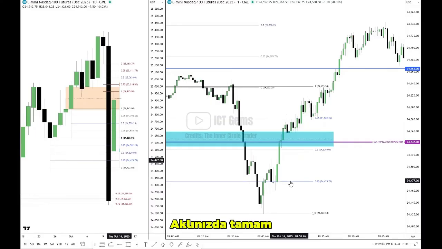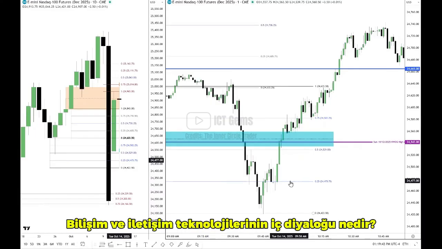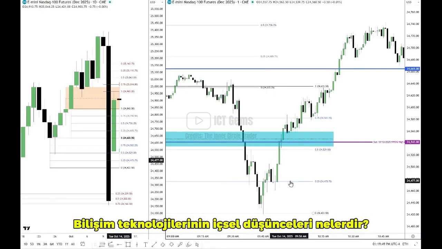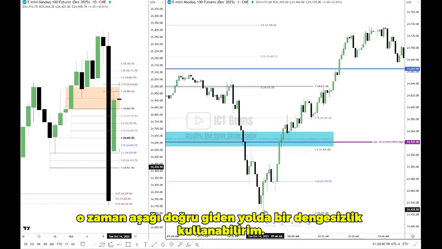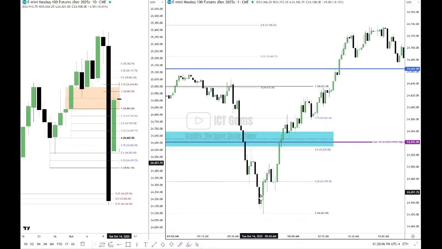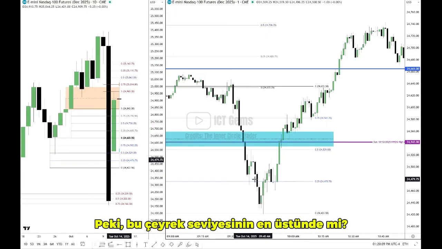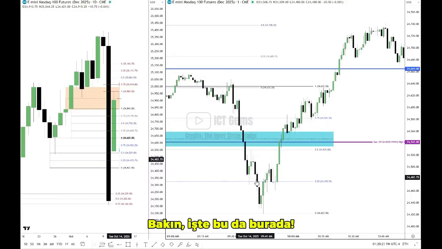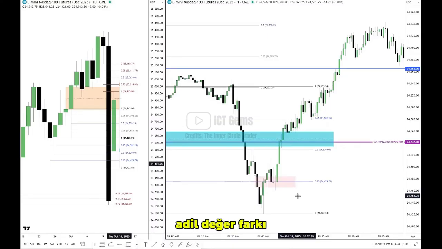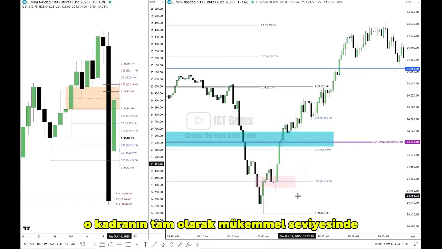In your mind, how's ICT going to think about this? What's the internal dialogue of ICT? What's the inner musing of ICT? Well, if we rode this down, then I can use an imbalance on the pathway down. This is one right here, but is it on top of that quadrant level? No. But look, what do you got here? Oh, look at that. We got this one right here. You see that? Where's the consequent encroachment of that fair value gap? At the perfect level on that quadrant.